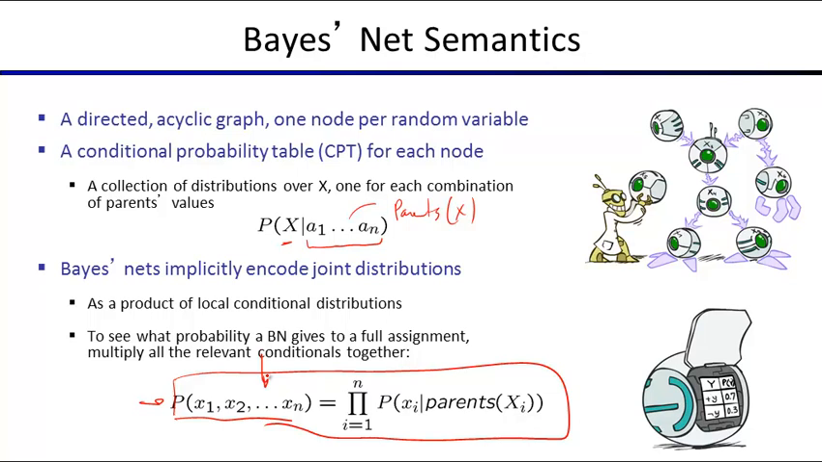Question? Yes? How do you decide who's x1? You are free to choose who's x1, x2, and so forth. So given some random variables, you can choose any of the n factorial orderings.